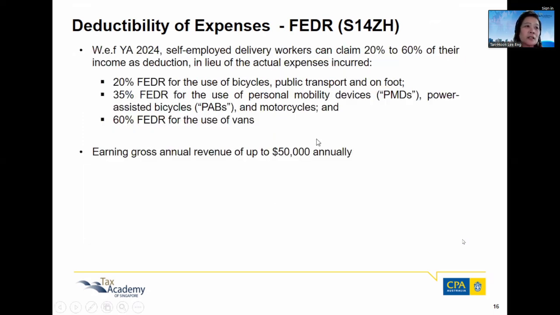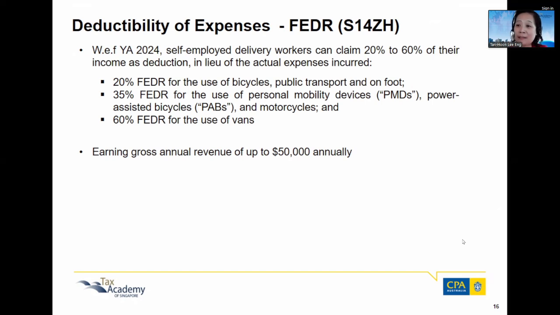So next we have this. Okay, the next group is the delivery worker. This is only effective from YA2024. So YA2023, we don't have this. It's only in YA2024. Then a self-employed delivery worker can claim 20%, 35%, or 60% based on what mode of transportation.